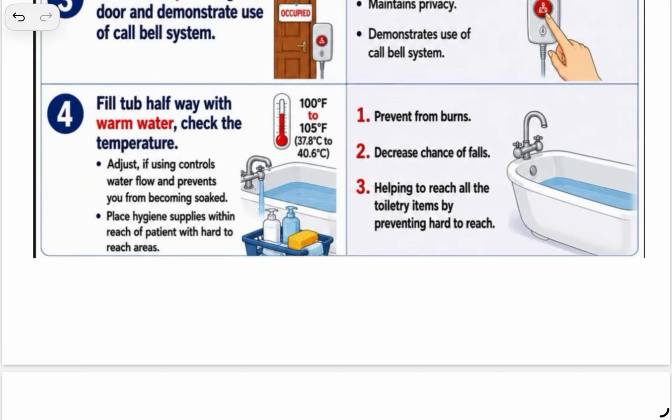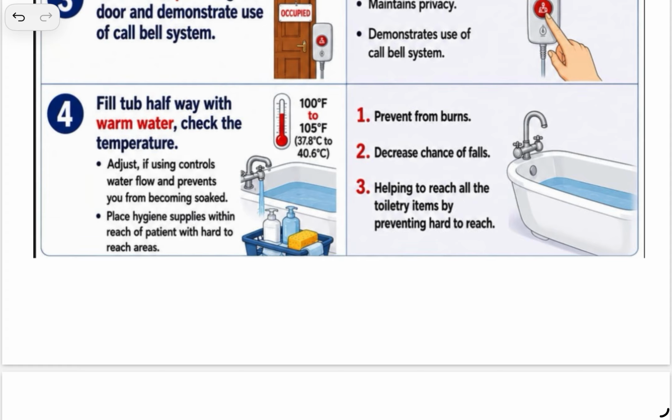Half tub decreases the chance of falls and also decreases the chance of immersion. Okay. So if you fill a full tub, what happens? He may fully immerse into the bathtub. Okay, and help to reach all the toiletry items, or else prevent the hard to reach. So you need to keep them beside the bathtub.